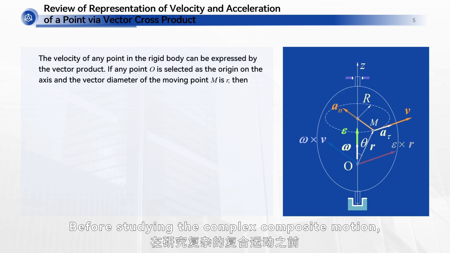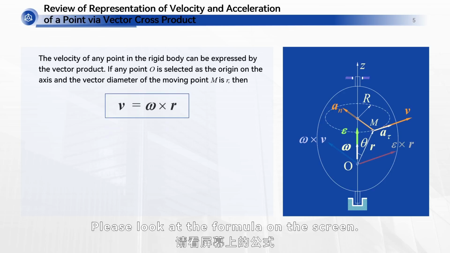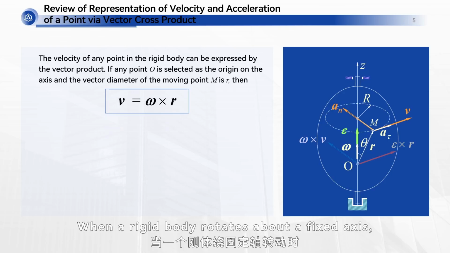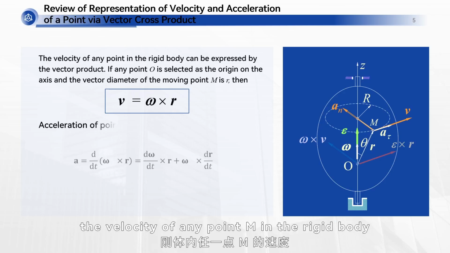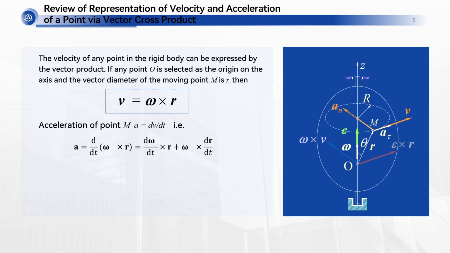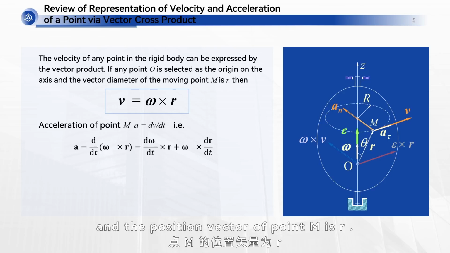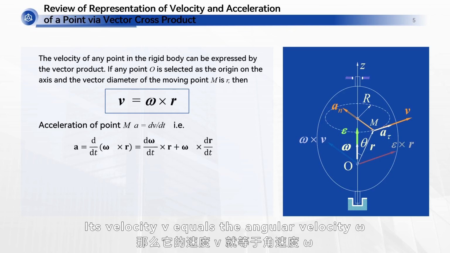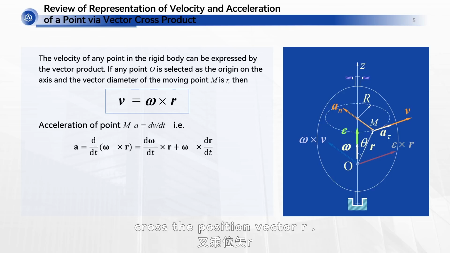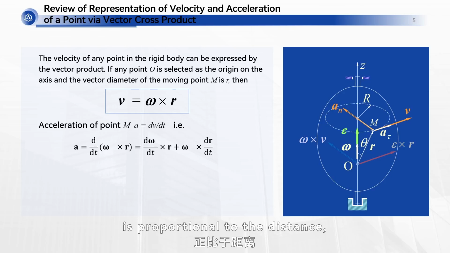Before studying the complex composite motion, we review the basic fixed axis rotation of rigid bodies. Please look at the formula on the screen. When a rigid body rotates about a fixed axis, the velocity of any point M in the rigid body can be expressed by vector product, that is, cross product. We take any point O on the axis as the origin, and the position vector of point M is vector r. Its velocity vector v equals the angular velocity vector omega cross the position vector r. This formula tells us in a concise way that the magnitude of the velocity is proportional to the distance, and the direction is perpendicular to the plane formed by vector omega and vector r.